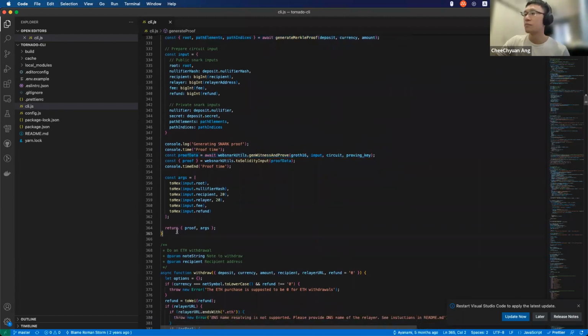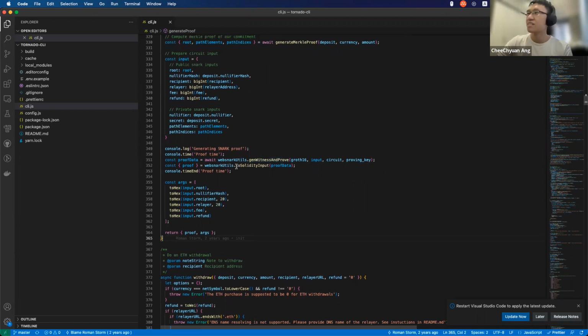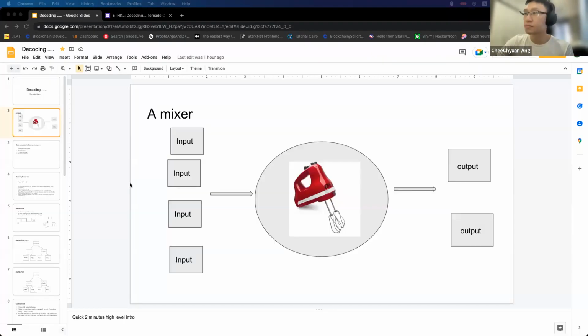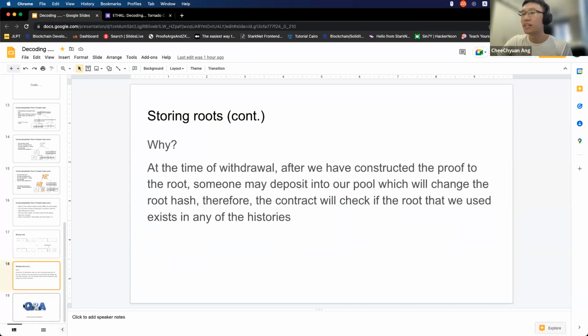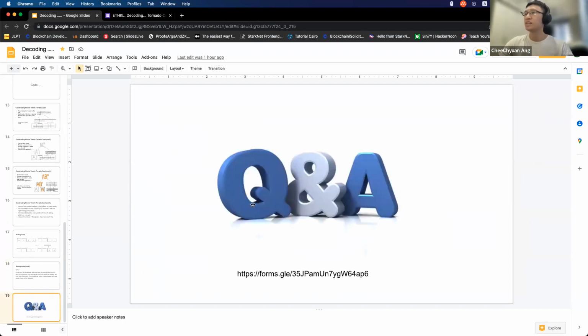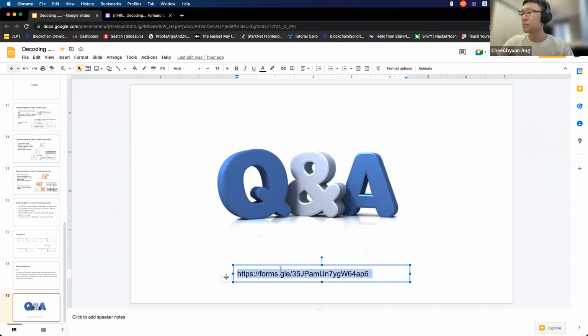Once you have done that, you are able to deposit and withdraw to another cache. And yeah, okay, cool. That's the end of the presentation.